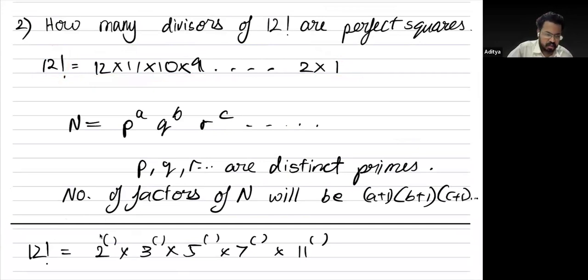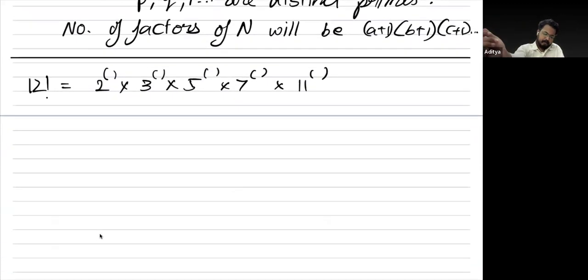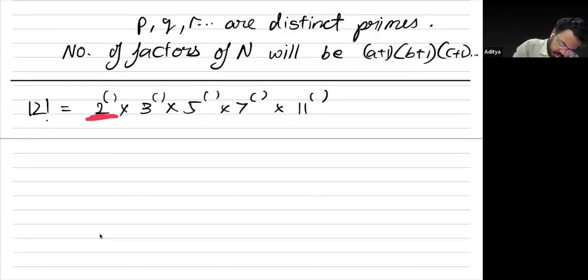Acha, incorrect power of 2. Acha, fine, fine. No problem. So, 2, 3, 5, 7, and 11. How to figure that out?